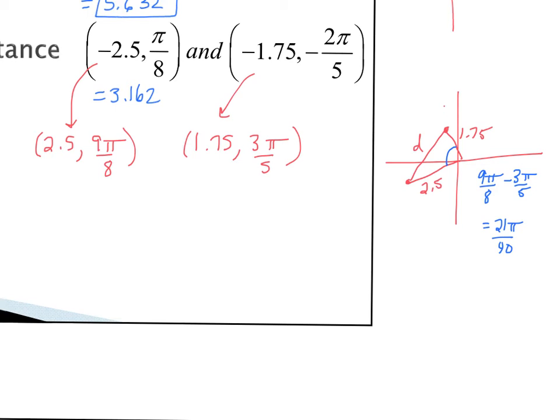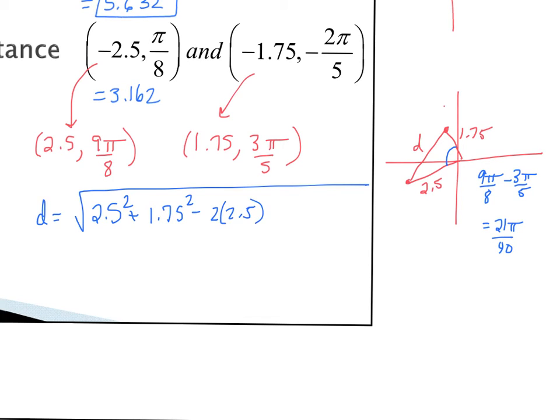All right, now it's time to go to law of cosines. For law of cosines, we simply say that that segment length is equal to 2.5 squared plus 1.75 squared minus double their product times cosine of the angle in between, 21 pi 40ths. And then after we type this in the calculator, we get 3.162.